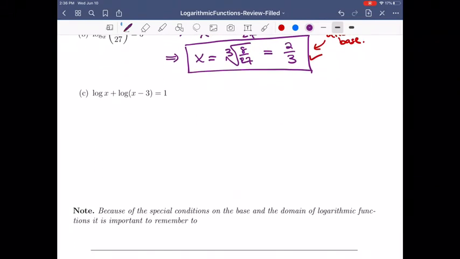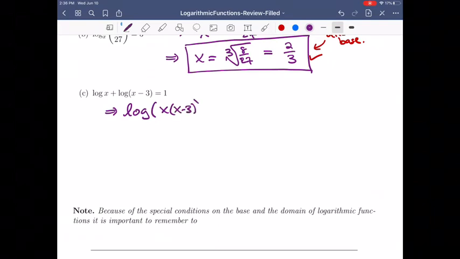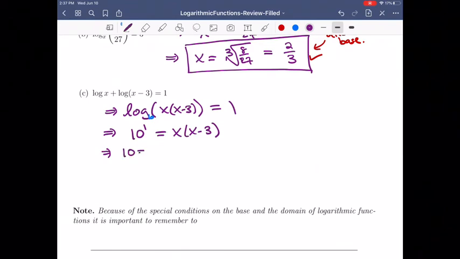Now here, I can't switch to the exponential form because I have this addition, but I can use the log rules to put it together. So instead of log x plus log of x minus 3, this is the same as log of x times x minus 3 inside. Once I do that, I can switch to exponential form. Remember, when they use log with no base, they're assuming base 10. So if I go to exponential, that means 10 to the 1 is equal to x times x minus 3. If I expand, this is x squared minus 3x. I'm going to move the 10 over.